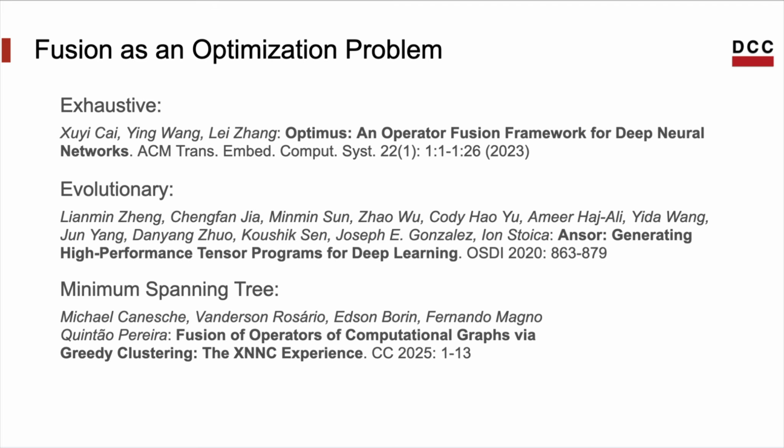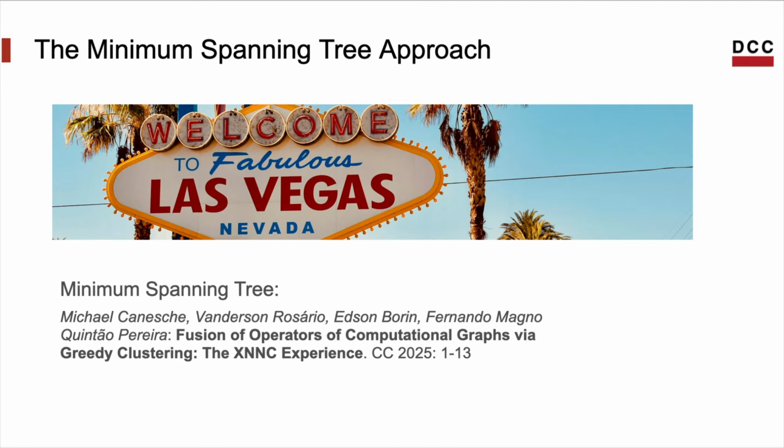Finally, there is also the fusion algorithm that is used in the XNNC compiler, which is based on the same principles that guide the minimum spanning tree algorithm of Dijkstra. In this case, operators are fused greedily until fusion becomes no longer profitable. This algorithm, now on XNNC, was published in the International Symposium on Compiler Construction last year, and that's the algorithm that I will talk about now.